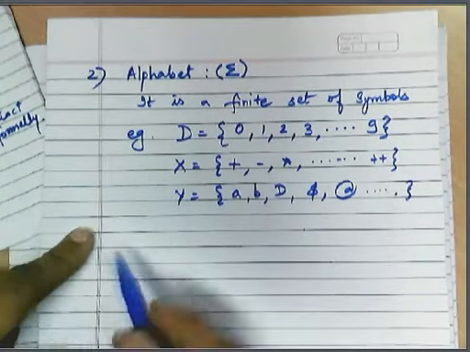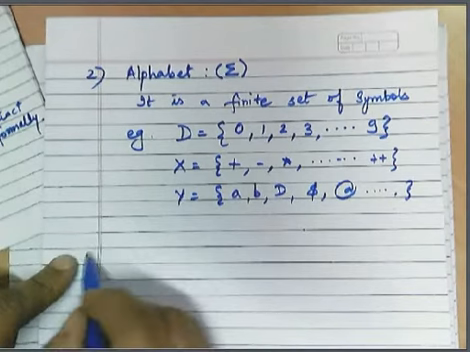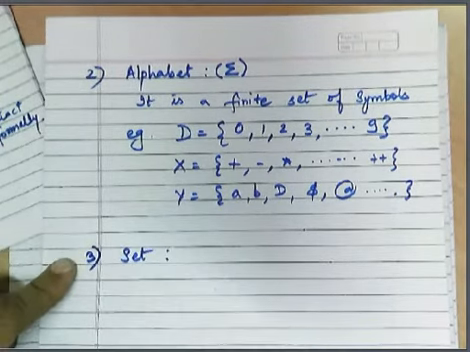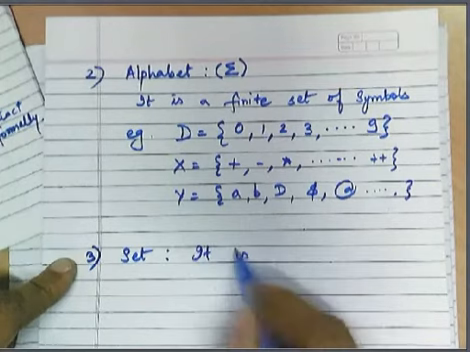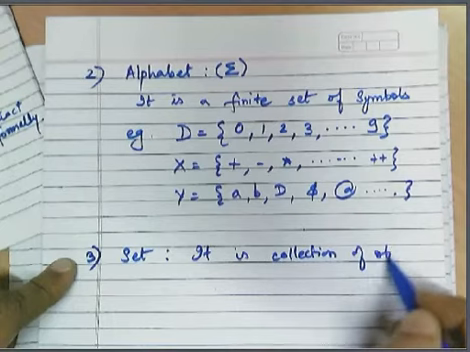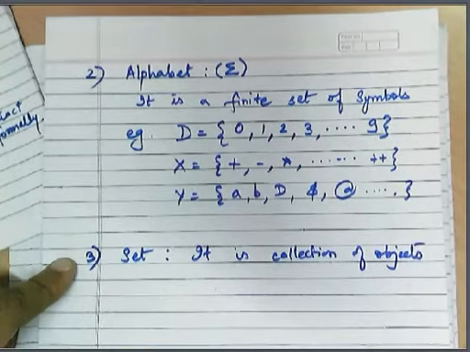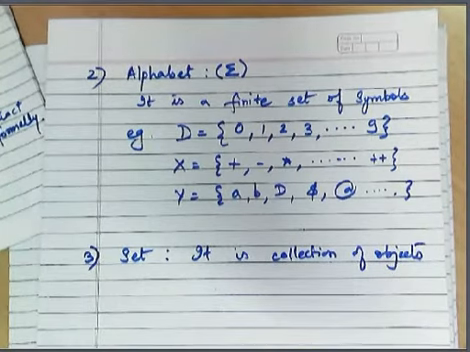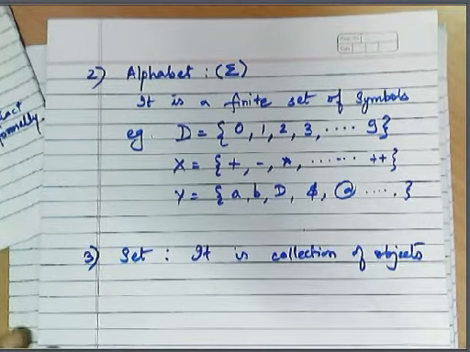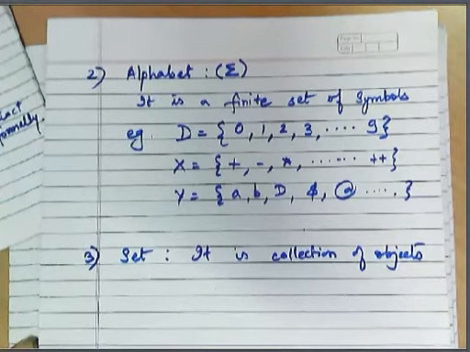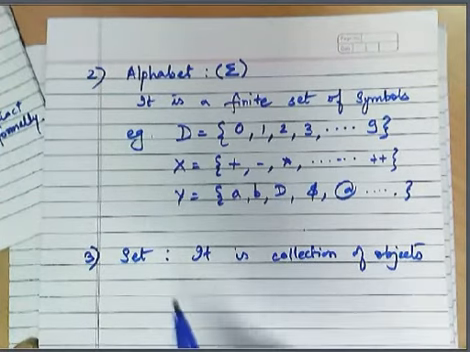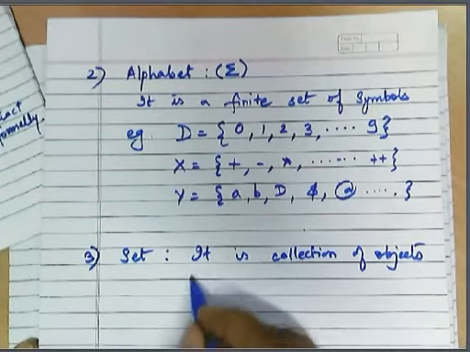Now third is the set. What is a set? It is nothing but a collection of objects without repetitions. Just remind me of the time. We have 5 more minutes.